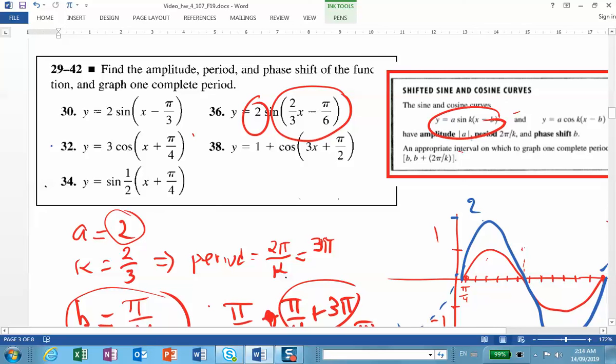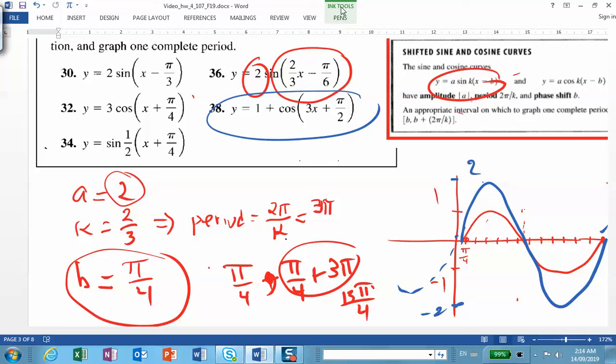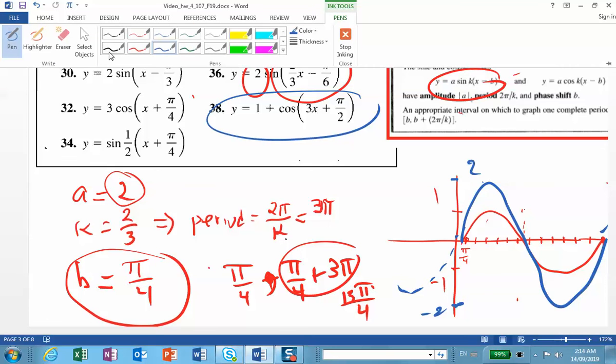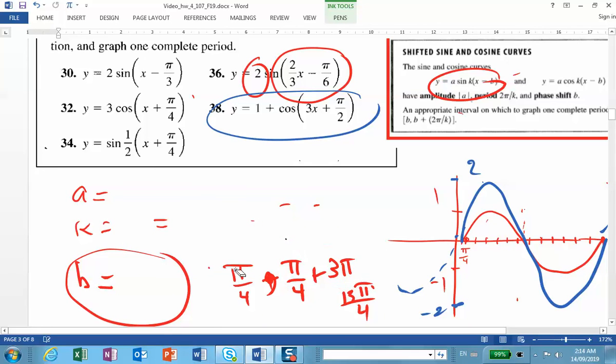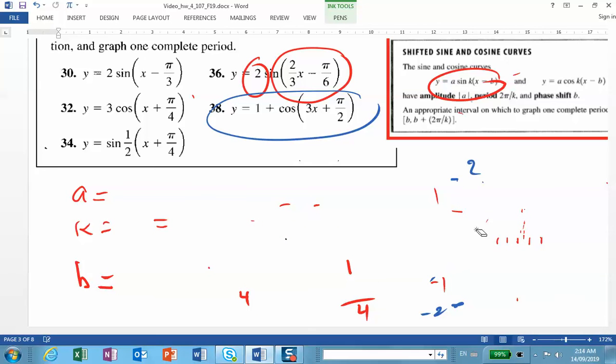Let's do this last one. I'm going to erase all this junk. I'll leave these things here. Let's get rid of these. Okay, we're going to get rid of this and that.